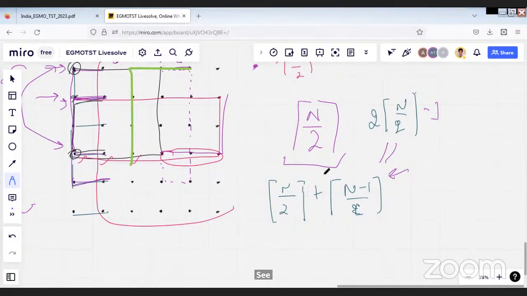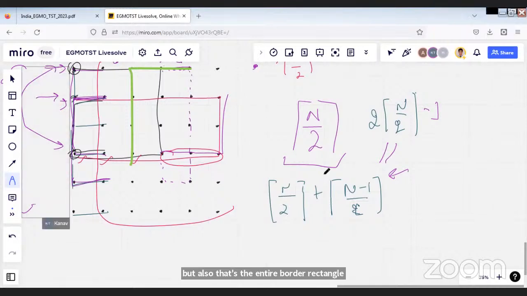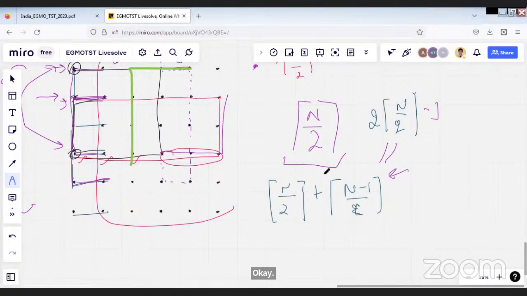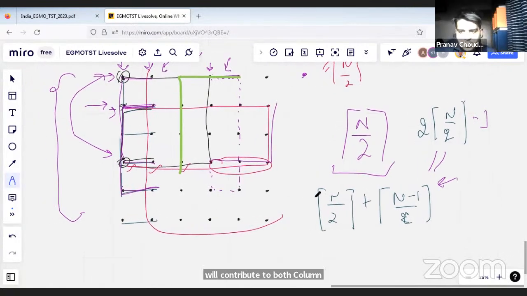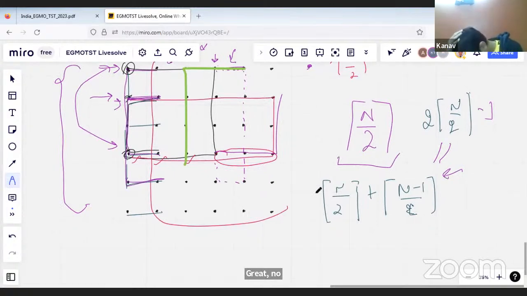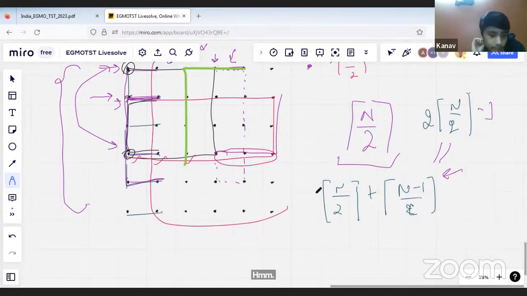Yes, but also there's the entire border rectangle possible. Yeah. If that happens, then you pair the first and last row. Okay. But then the bottom one will contribute to both column pairing and row pairing. So we start column pairing from second. Okay. Wait, no, right and down. Why? What's the issue? Last column. Maybe we can take two cases, like when it goes till the last column and when it doesn't. No, wait. Oh no. Do it from first only and then subtract one.